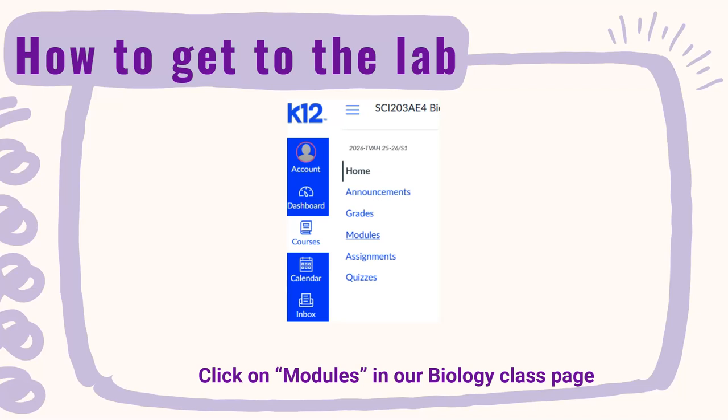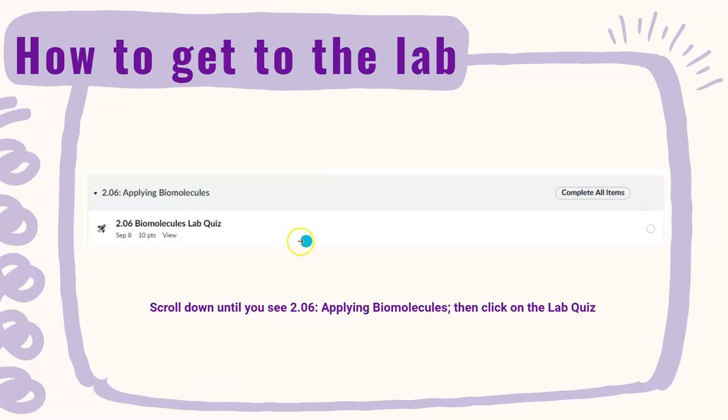So how do you get to the lab? Well, when you are logged into the biology class, you're going to go to modules, as you can see right here. Go to modules, and then you'll go to 2.06, applying biomolecules, and the 2.06 lab quiz will be there. You're going to click on that, and that will take you to the material that you need to go through in order to do the lab and then the quiz.